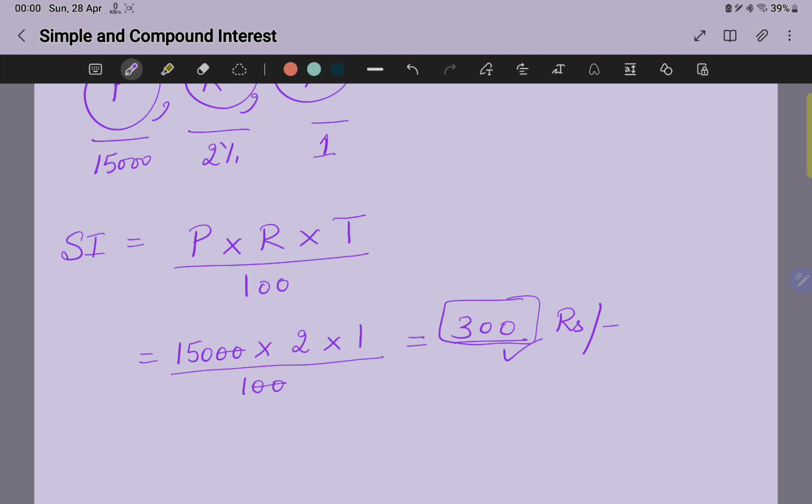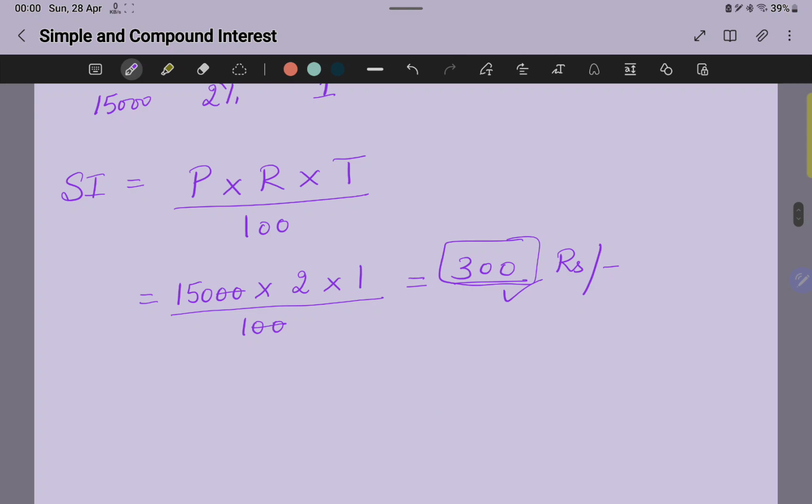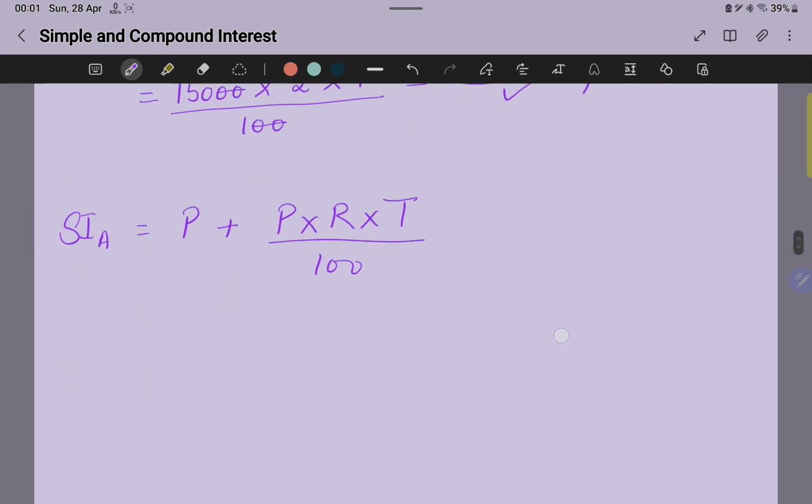But this is only the extra amount, the interest that you have to pay. Now if someone asks you that if you've taken 15,000 at 2% for 1 year, how much total amount you will pay, then the formula becomes P plus P into R into T upon 100. So now I'll tell you how to solve this. First, P is given, 15,000 plus 15,000 into R into T upon 100.